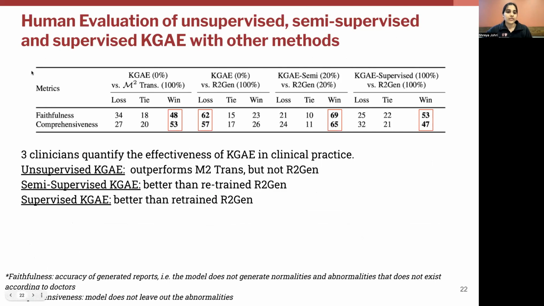They also wanted to do some human evaluations, because it's very important to make sure that clinicians find this model actually beneficial in clinical practice. So they invited 3 clinicians to quantify the effectiveness. They found that the unsupervised KGAE, in the first 2 columns, performs better than M2 Trans, but it's not able to beat R2Gen in terms of clinical efficacy. But in other cases, when it's a semi-supervised model or a fully supervised model, which means it's trained, after being unsupervised, with the full data set of image-text pairs, it's able to perform much better than the state-of-the-art model.